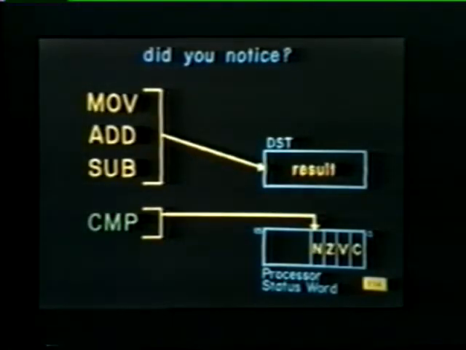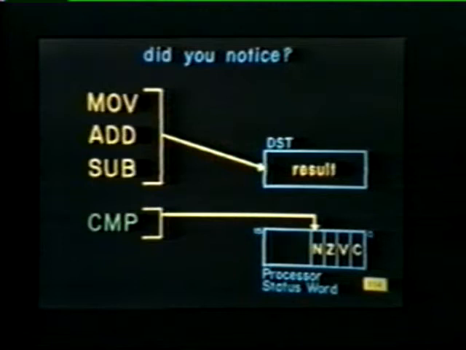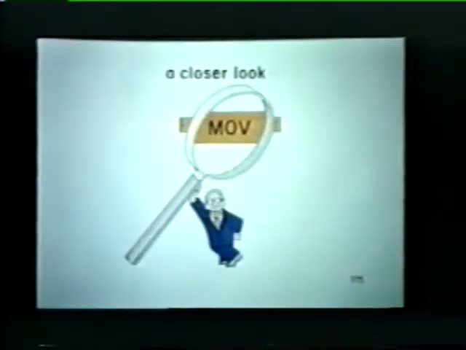Did you notice another similarity between these double operand instructions and the single operand instructions? That's right. Except for compare, the result of any instruction is always stored in the destination. In the case of the compare instruction, the result is indicated by setting appropriate condition code bits in the processor status word. Now, let's examine a typical double operand instruction, such as move, a little more closely.